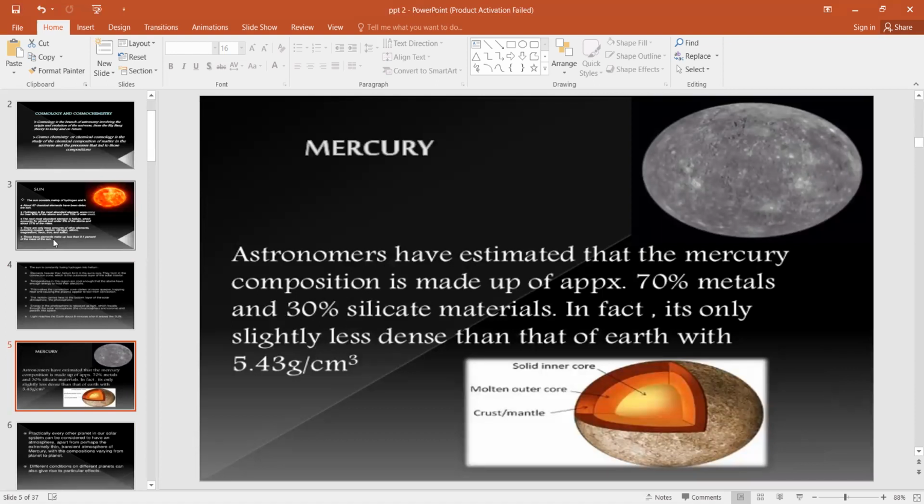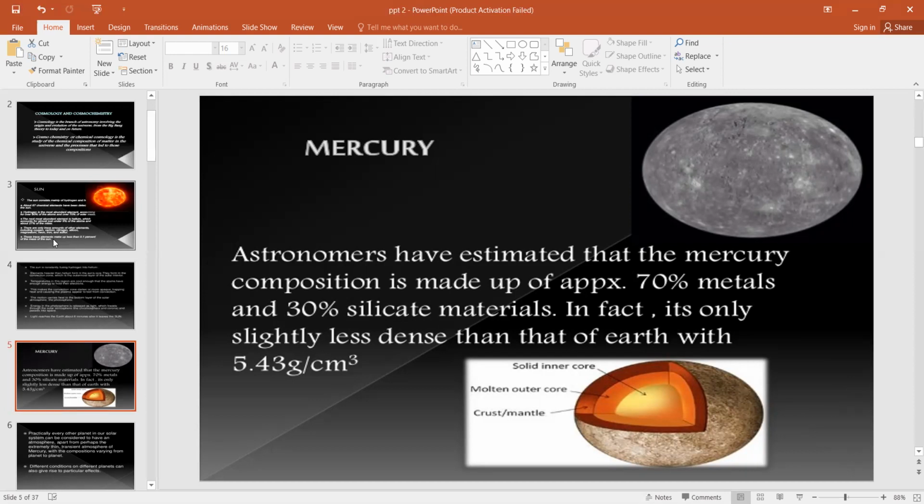So now comes the Mercury. Mercury is the smallest planet in our solar system, and it is closest to the Sun. Its orbit around the Sun takes 87.97 Earth days, which is the shortest of all the Sun's planets. Astronomers believe that Mercury's composition is approximately 70% metals, and that Mercury has a huge iron core, which makes up most of its interior.